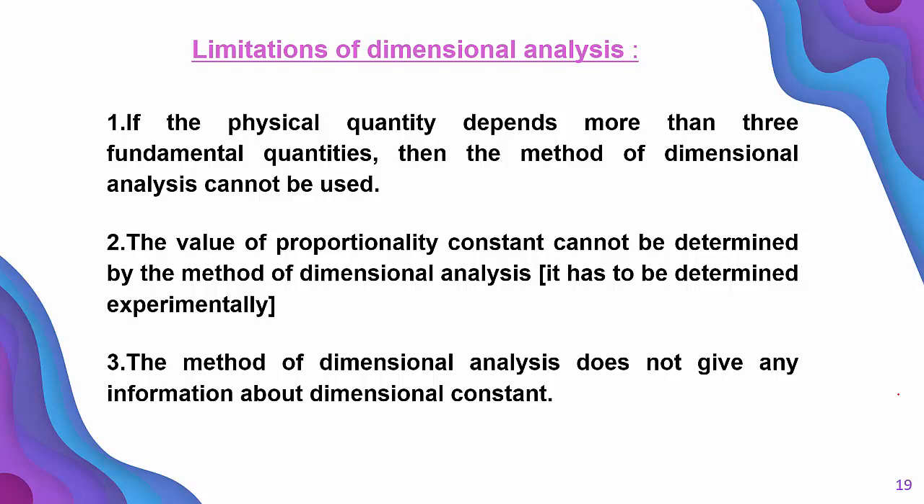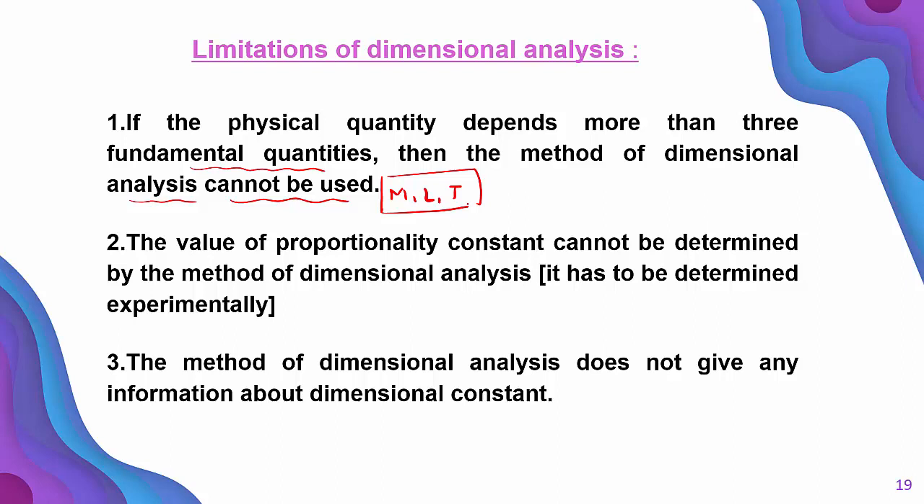The first disadvantage is, if the physical quantity depends on more than 3 fundamental quantities, then the method of dimensional analysis cannot be used. How many fundamental units are there? 7. In this dimensional analysis, we are using only 3 quantities. You can remember them: mass, length and time. Only 3 fundamental quantities are used. If it contains more than these 3 fundamental quantities, then this method of dimensional analysis is not useful.